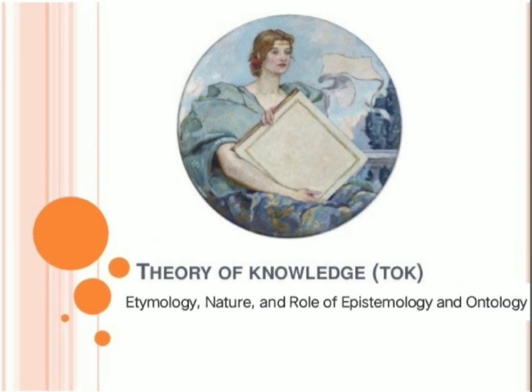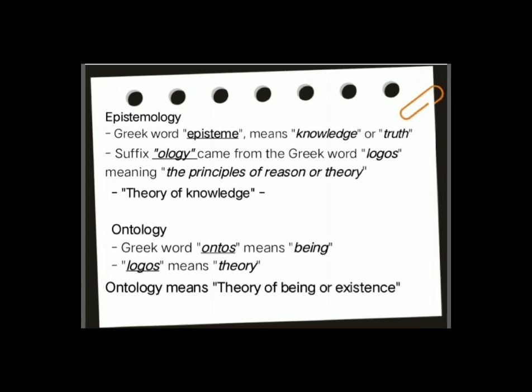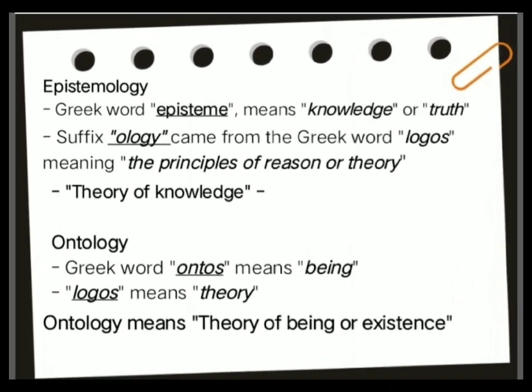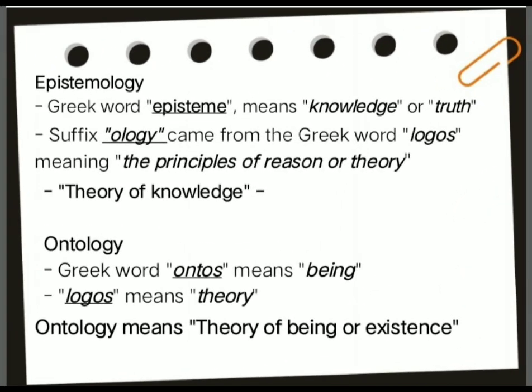Understanding the theory of knowledge. Etymology, nature, and role of epistemology and ontology. Epistemology came from the Greek word episteme, meaning knowledge or truth. The suffix ology comes from the Greek word logos, meaning the principle of reason or theory. So these elements come together to form the concept of epistemology as the theory of knowledge.